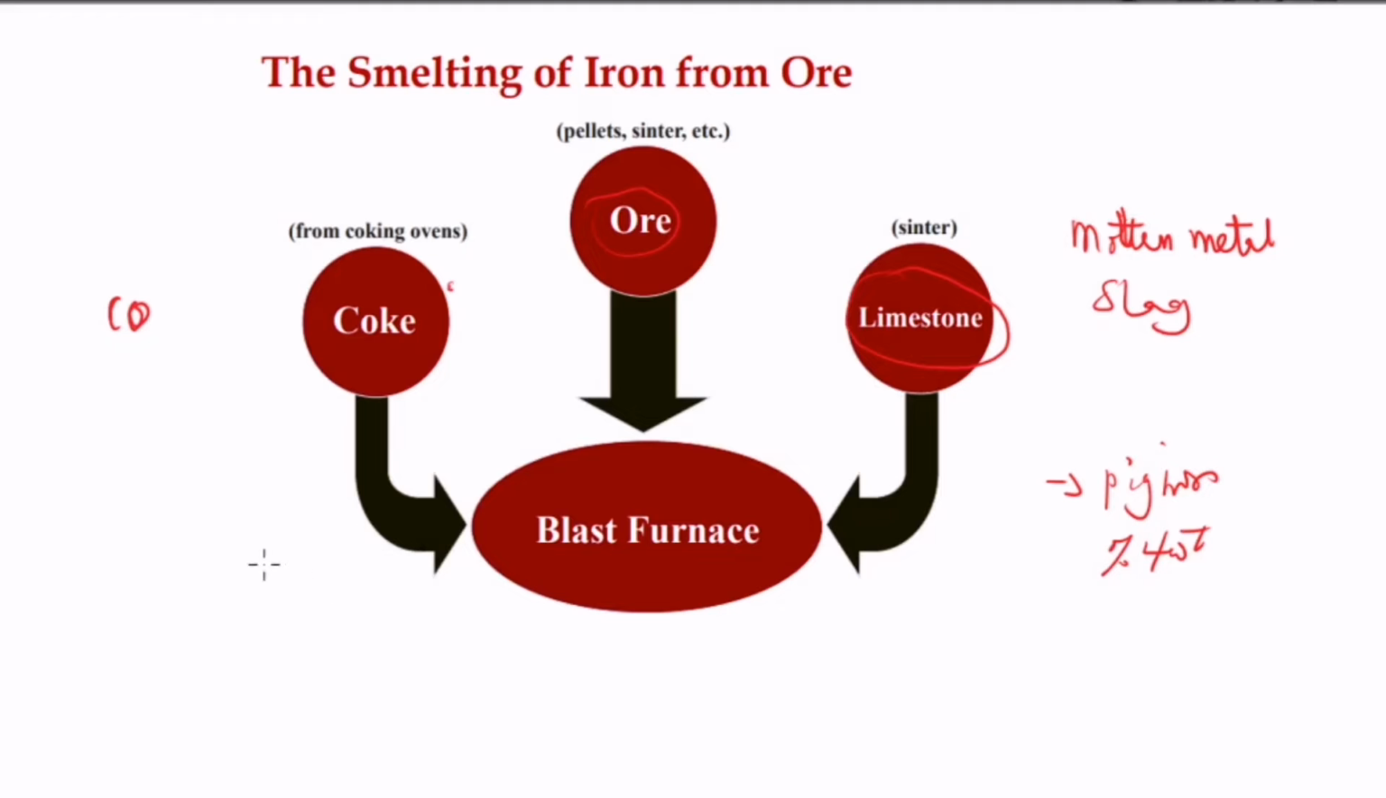And the last one that we need to learn is that it's a source of heat in the blast furnace. It also serves as fuel. So we have three things: reducing agent, a source of carbon, and fuel. Let's go to the limestone. The limestone also serves as flux.